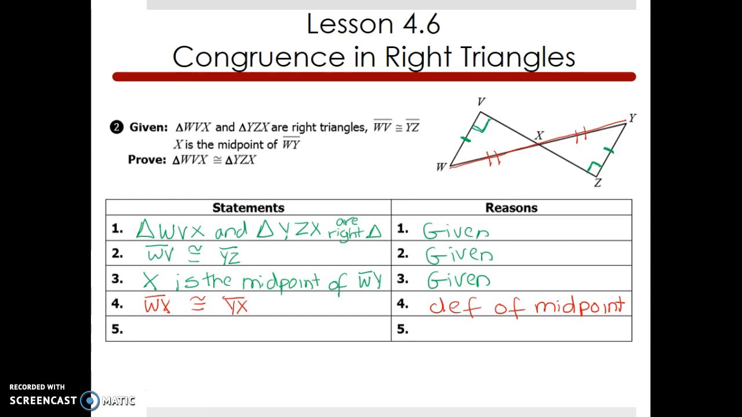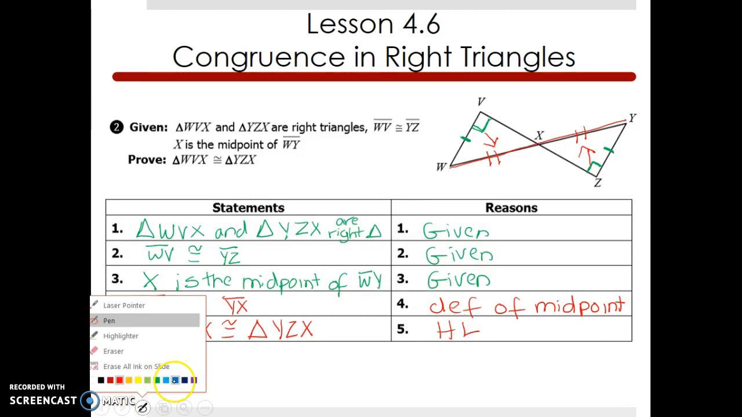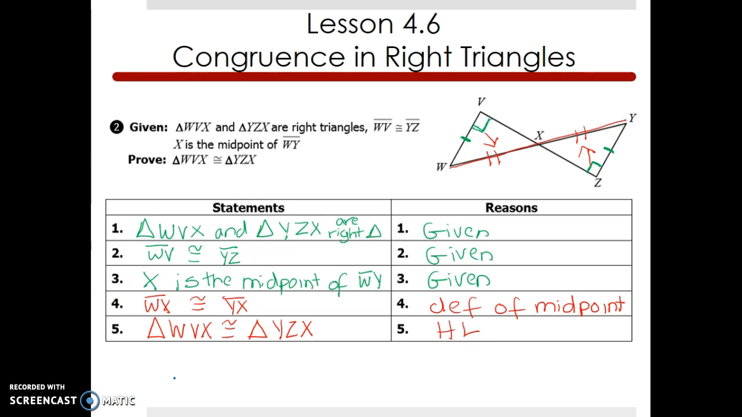So now I have my right angles. I have a leg that's congruent, the green ones, and I have my hypotenuse. Remember, the hypotenuse is across. You can't have two legs. It has to be one hypotenuse, one leg. Since all of that is true, triangle WVX is congruent to triangle YZX because of hypotenuse-leg. All right, that is it.